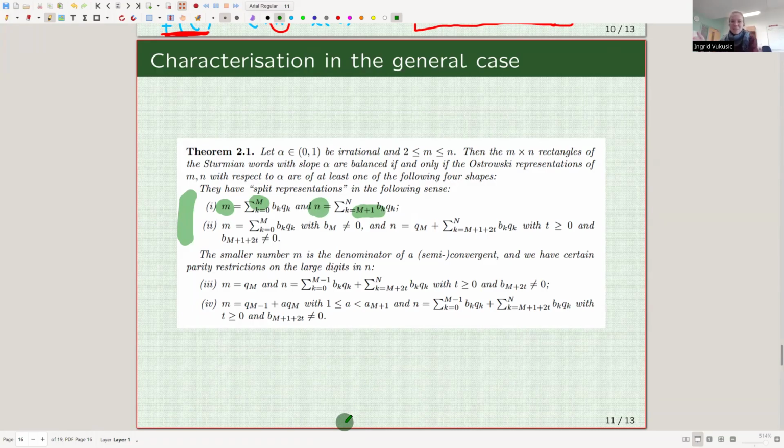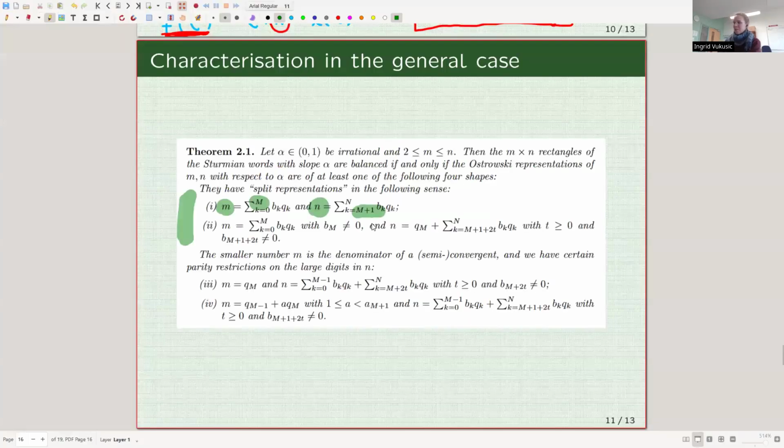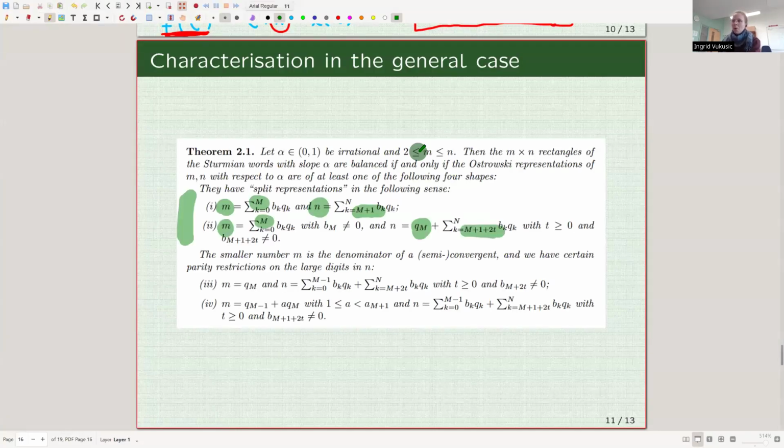I'm sorry, why is this obvious? Actually, this is obvious because if n only has large digits, like for example, 21 is just a large Fibonacci number, then of course your interval is going to be very, very small. And so all the intervals are going to have exactly 0 or 1 points. And this is also the second case in the split case. M only has small digits, and then in the edge case, n does contain the same digit, but then the parity restriction here guarantees that your interval is going to be smaller than the smallest gap that you see, and therefore, of course, you are balanced.